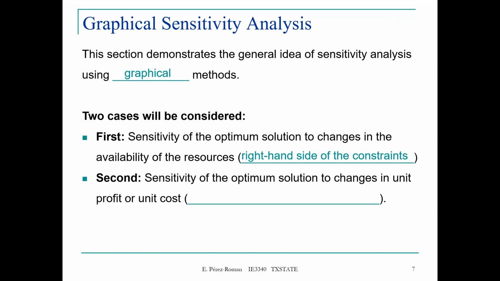The second case is the sensitivity of the optimal solution to changes in unit profit or unit cost, which basically means that we want to see if we increase the price or the revenue, how sensitive is our solution to those changes.